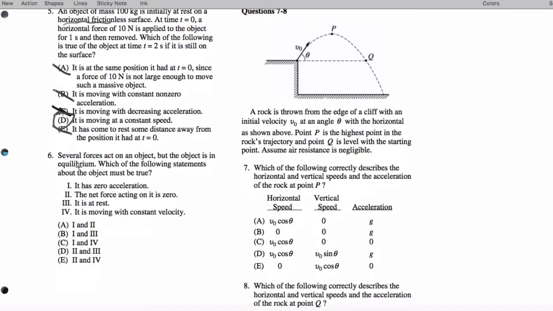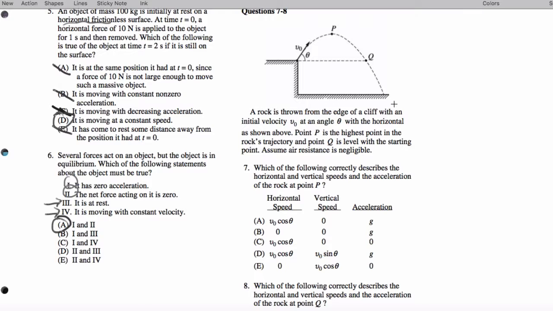So when an object is in equilibrium, the net force acting on it is 0. It has no acceleration. It is not necessarily at rest. When we say equilibrium, this is true and this is true. It might be doing this or it might be doing that. So only 1 and 2 can be guaranteed.